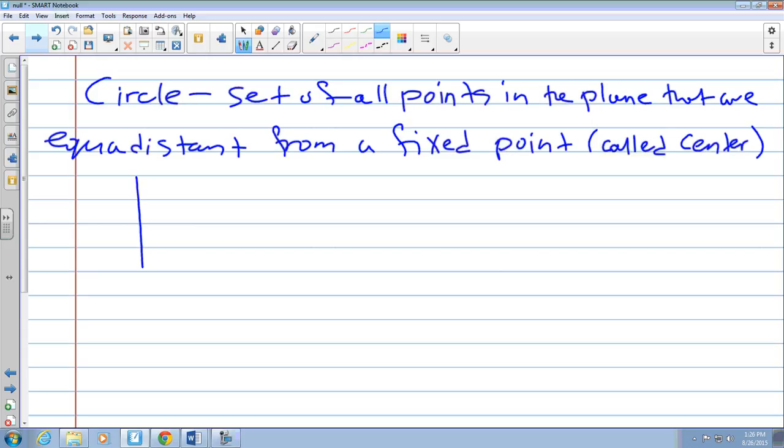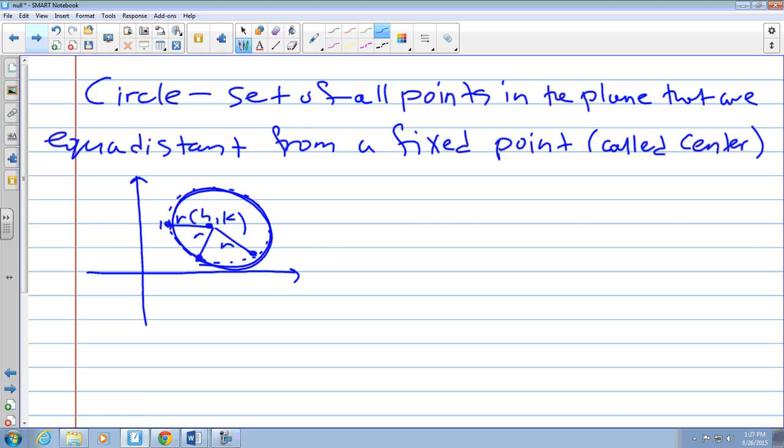So we can derive an equation of a circle. So let's say we have a center, let's call it hk. So we have some point, and let's say we have a radius r. So this point is on the circle, this point is on the circle, this point is on the circle, right? So all the points that are equidistant, if I try to connect all of them, I'll get something like that.